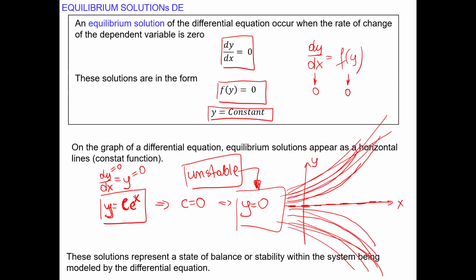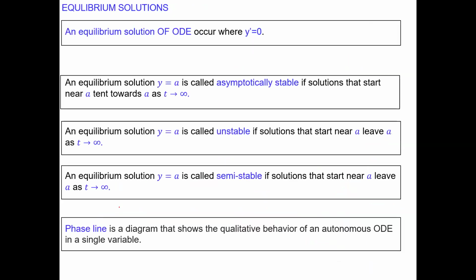Okay, we have the first one. But let's see how we can determine stability even if we don't have an explicit function, an explicit solution. Now I just typed this definition a little bit differently. The solution A, the equilibrium solution, is stable if a solution that starts near A tends towards A as t approaches infinity, where t is the independent variable. Unstable if it leaves, which means it deviates away from that horizontal line.